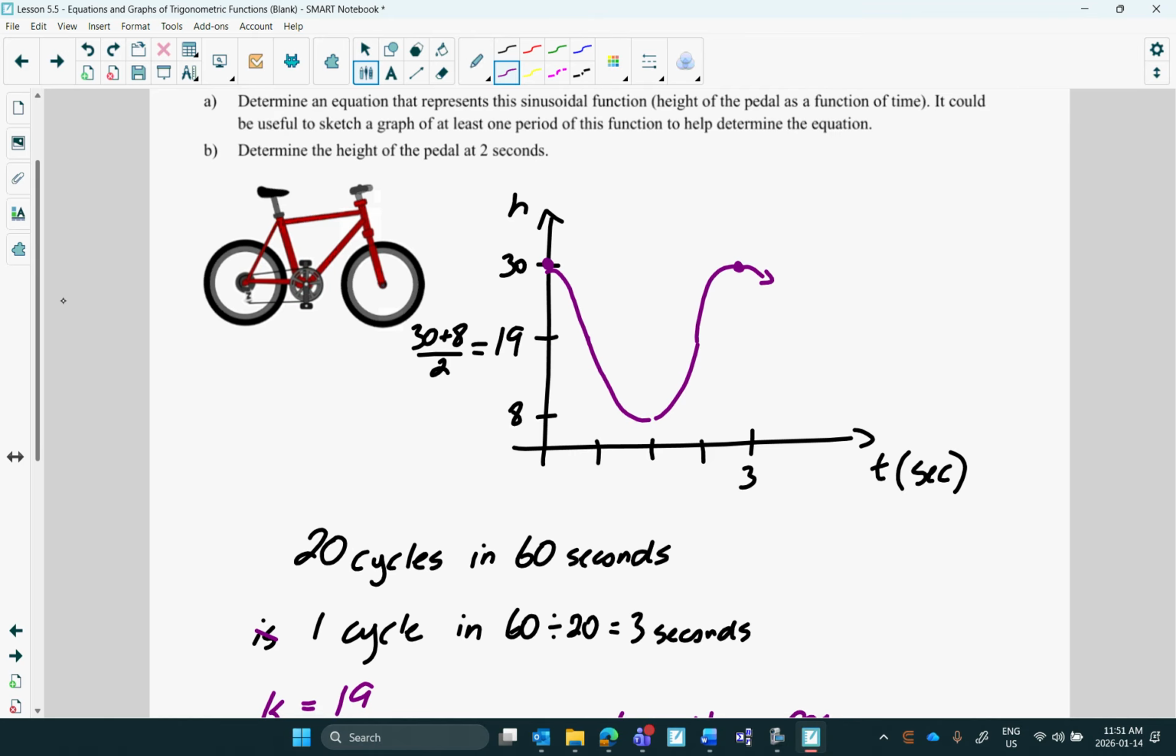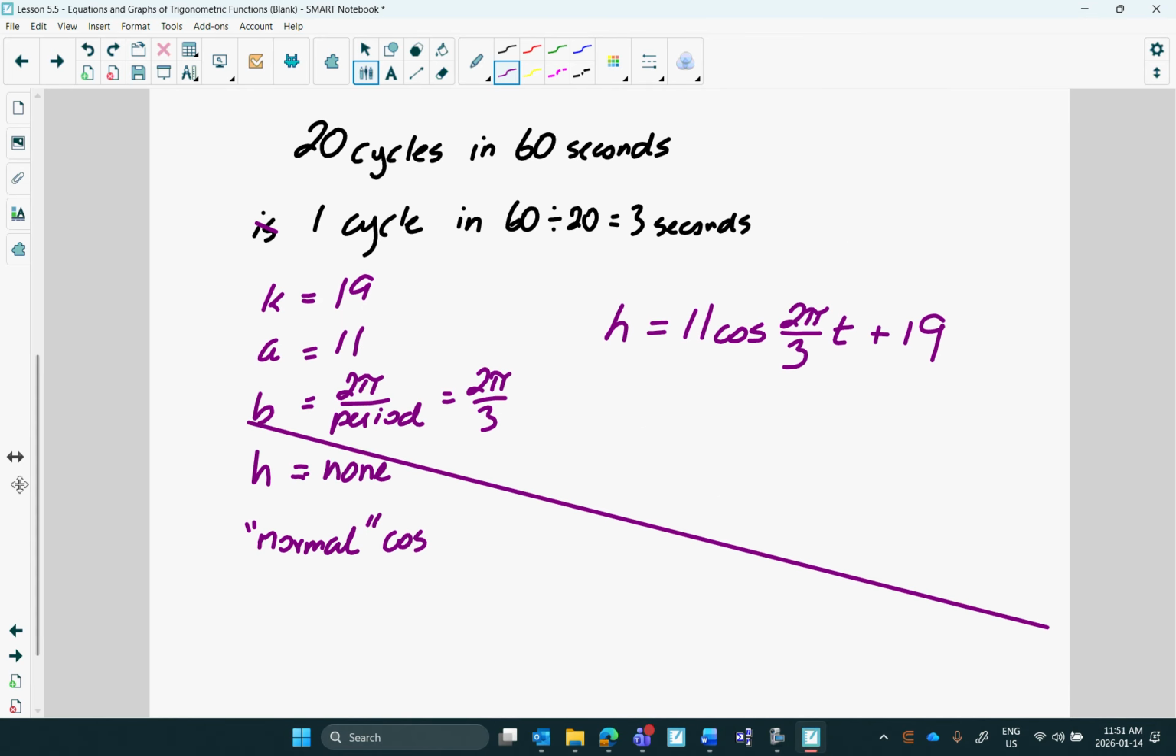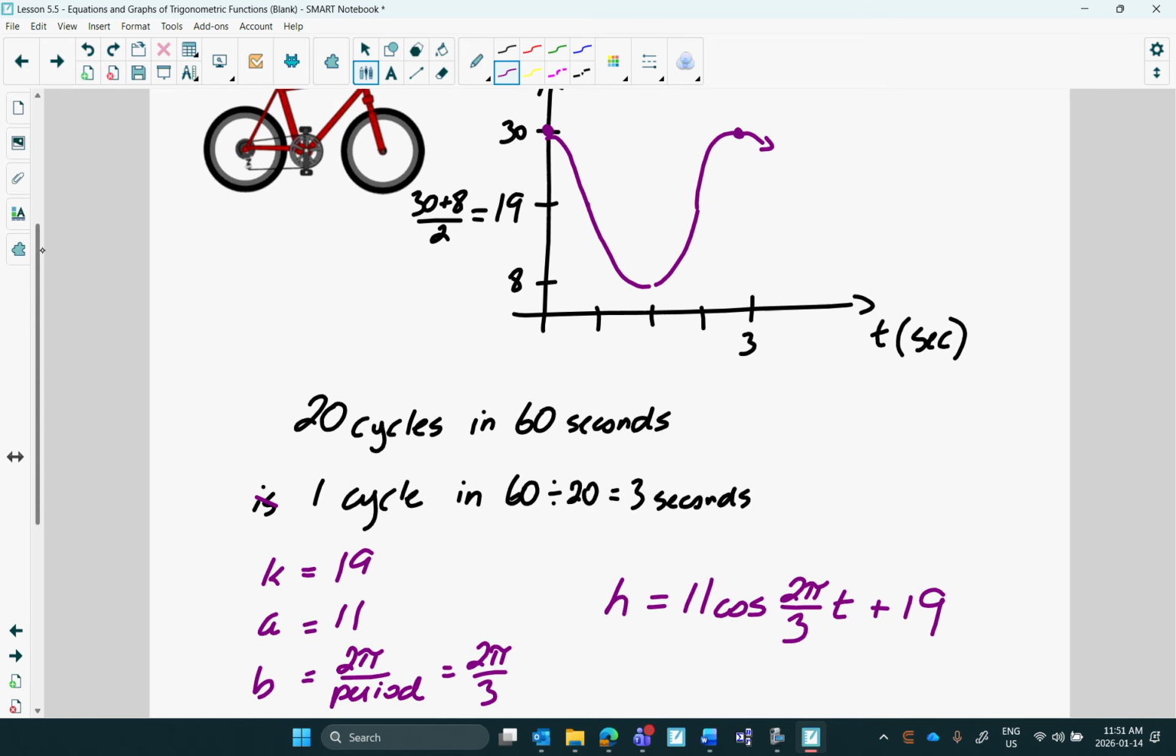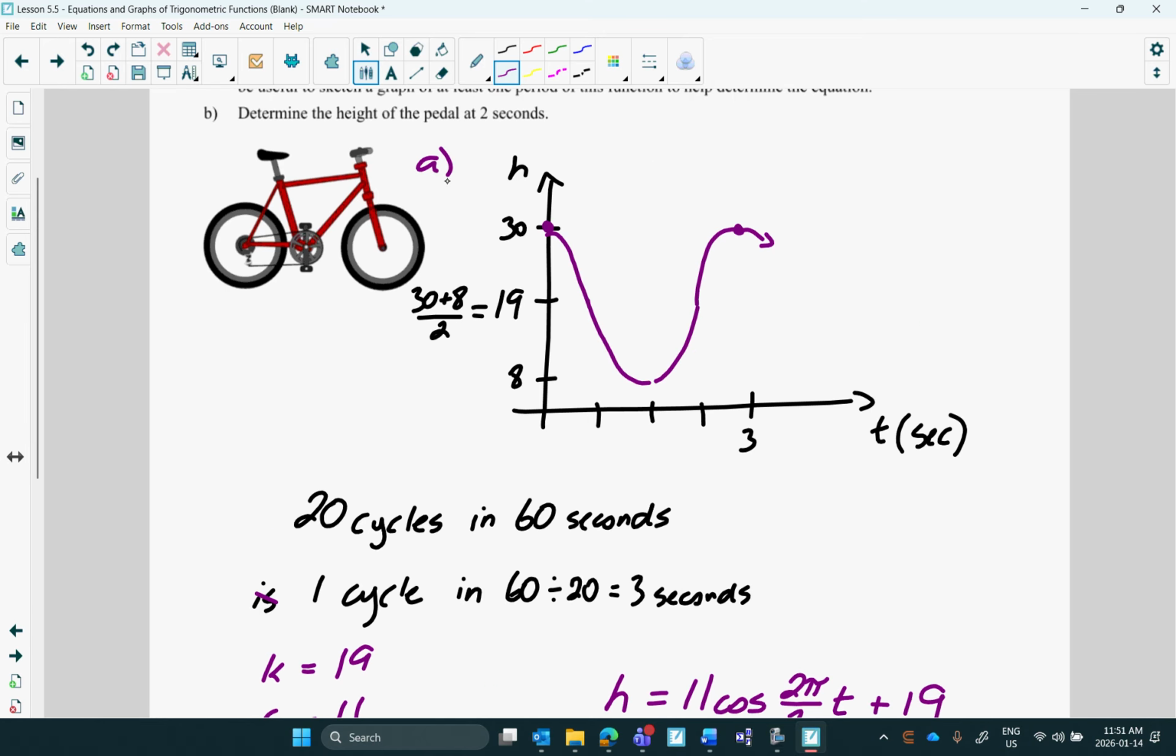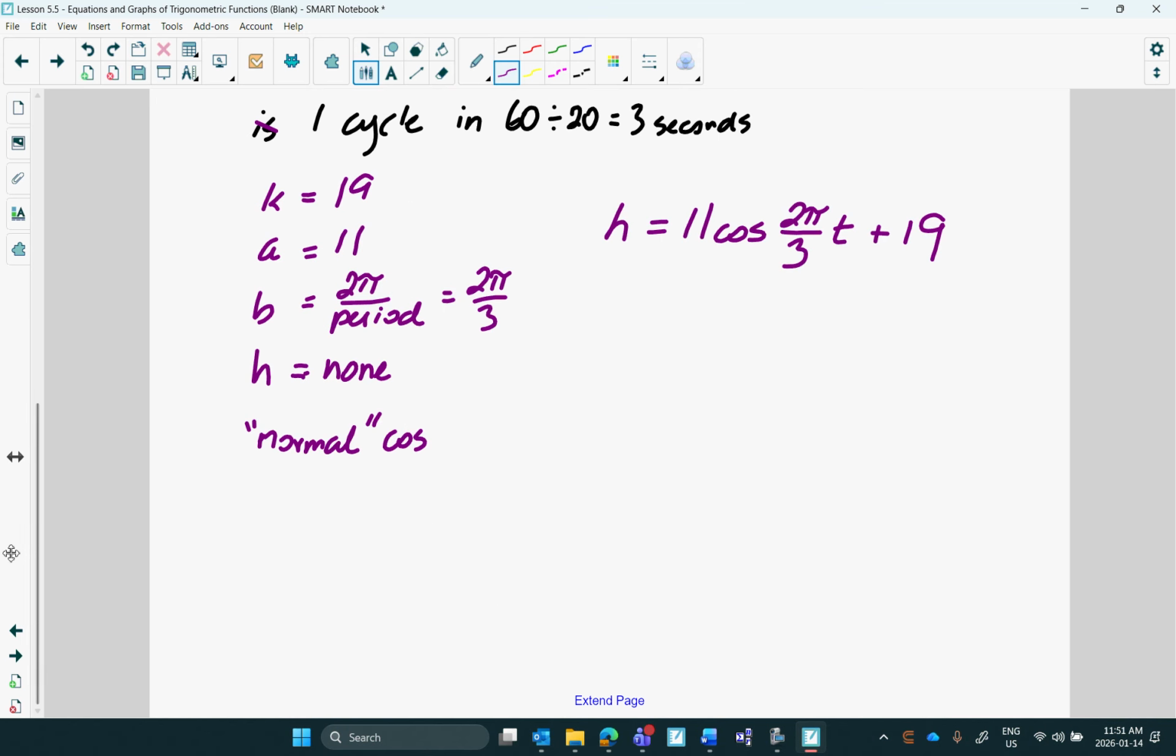For B, we have to find the height of the pedal after 2 seconds. So I got to plug 2 in here. And guess what? We're going to do this without a calculator.